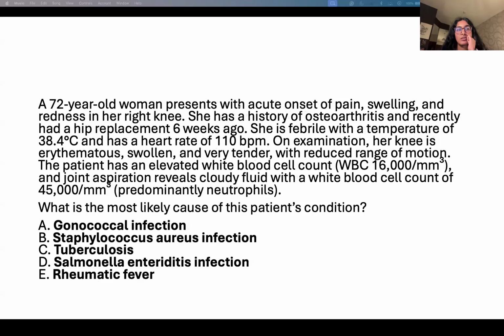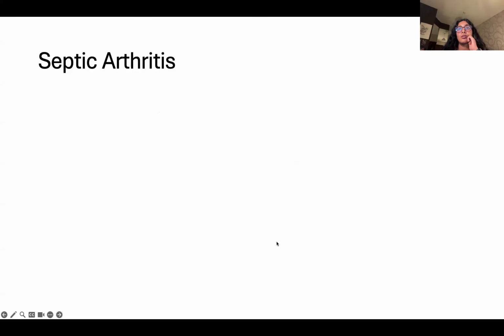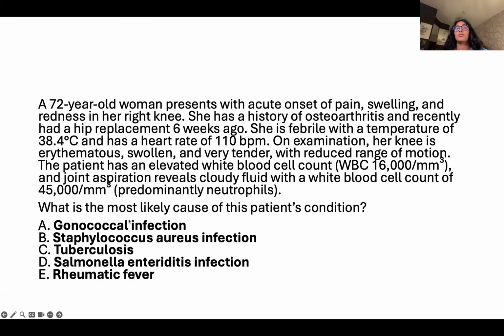Give you a few more seconds. Okay, brilliant. It is Staph aureus. So if we look at the options, gonococcal, so Neisseria, we talked about for reactive arthritis, it's the same demographic, tends to be the younger sexually active adults who are getting that kind of infection.